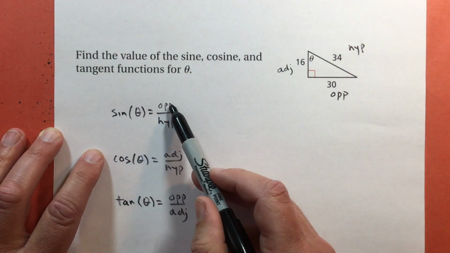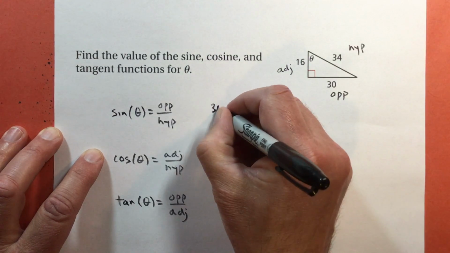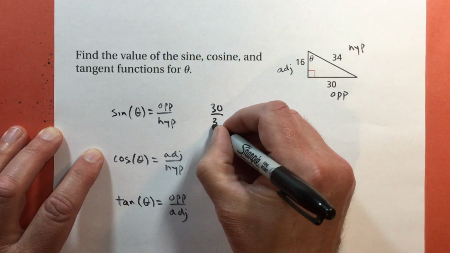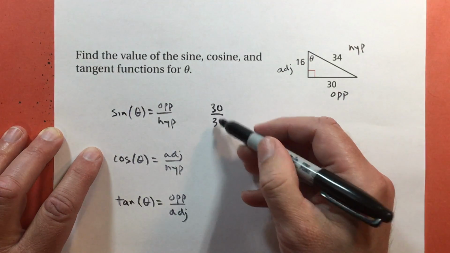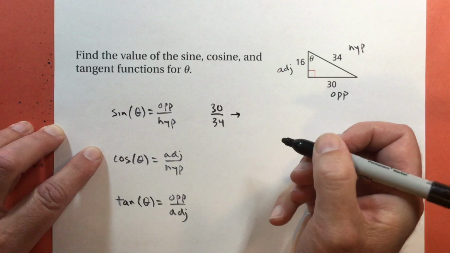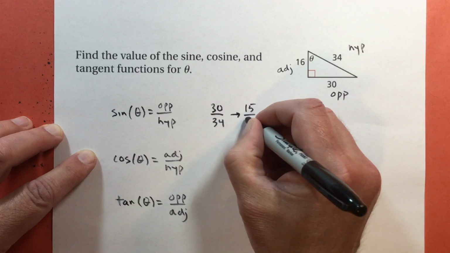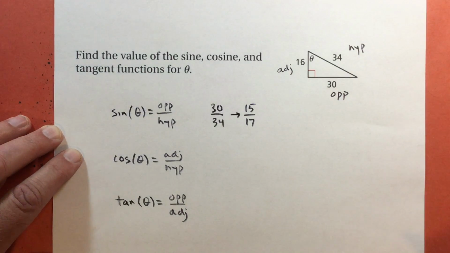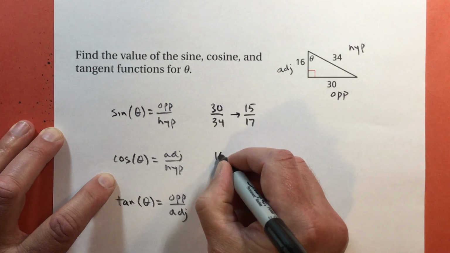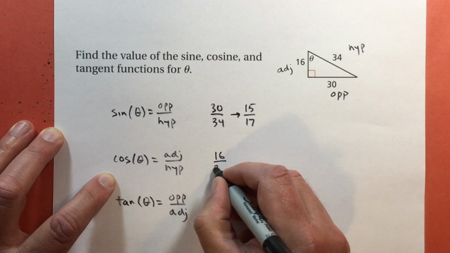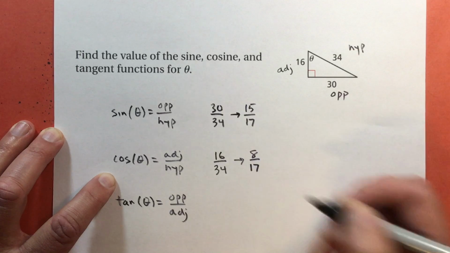So let's look at sine. Opposite to angle theta, opposite is right here. So that's going to be 30, and the hypotenuse is 34. That looks like I can simplify this ratio by reducing it. 30 is 15 times 2, and 34 is 17 times 2. So I get 15 over 17. Cosine is adjacent over hypotenuse. Adjacent to theta is 16, and the hypotenuse is still 34. And that's going to reduce to 8 over 17.